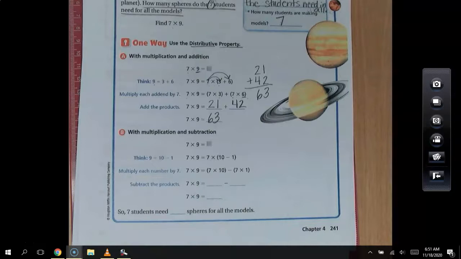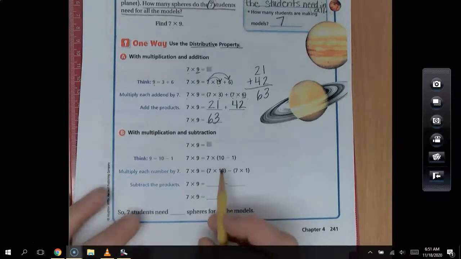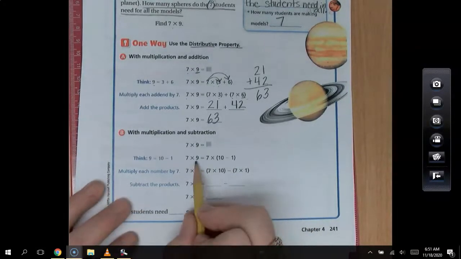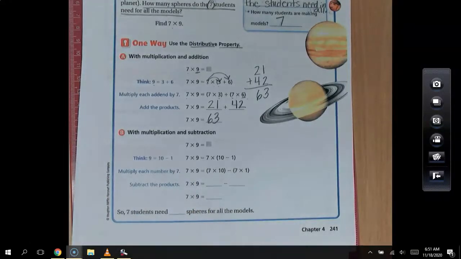So part B is a little bit different, boys and girls, because they want us to use multiplication with subtraction. Now, this may be a little bit more difficult, or it may be something that you understand a little bit better than the distributive property. So what they want you to do is find 7 times 9 by using multiplication with subtraction. So just like the distributive property, we're breaking apart something bigger into something smaller to make it easier to understand. So what they are asking us to do is to use subtraction. They want us to find two numbers that are easy to multiply to figure out this answer.